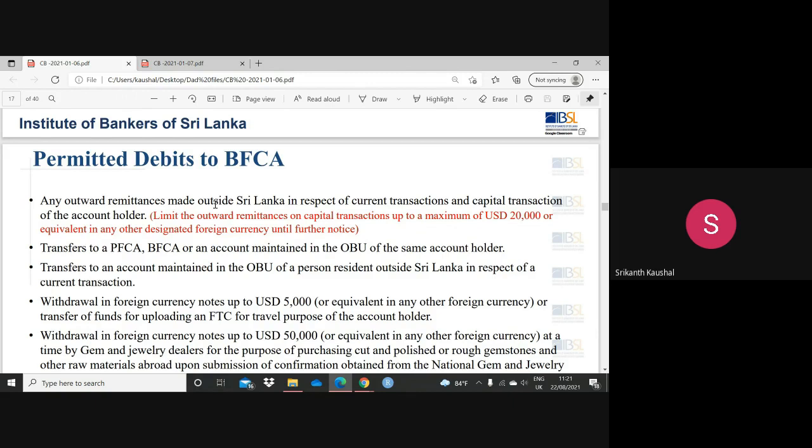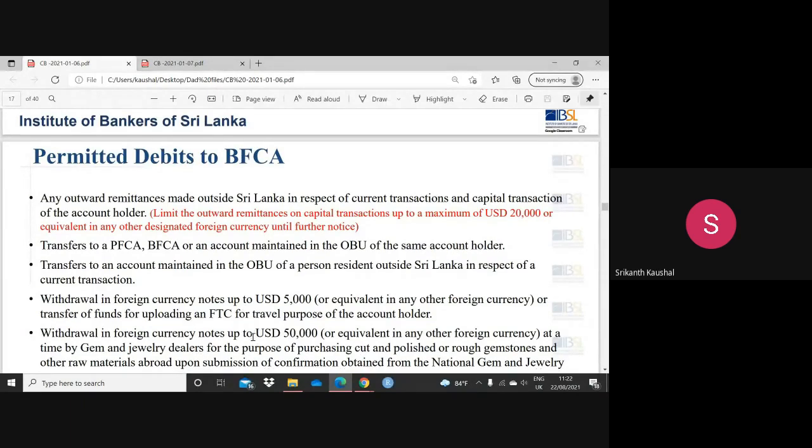$5,000. But here, you don't get immediate family member. That is only for personal. Business, only your name. Only you can take. So you need to understand. Right? Then there is an exception. Withdrawal of foreign currency note up to 50,000. They are giving 50,000, a large sum of dollars, that can be taken in currency form for a specific purpose.